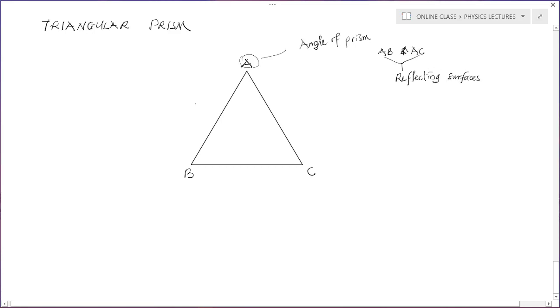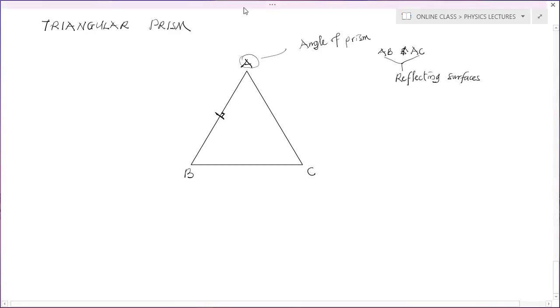Now let's go by what we have here. Ordinarily, for a ray, you always draw angle 90. The normal is always drawn to the surface. Let's say here is 90. Here is angle 90.